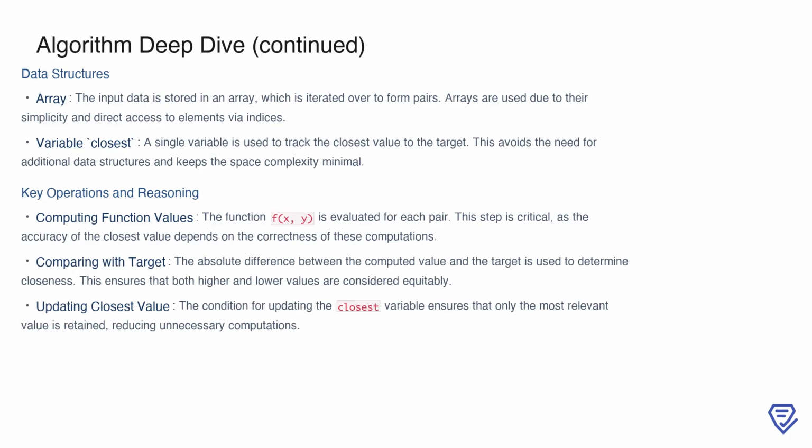The key operations in this algorithm revolve around computing the function f(x, y) for each pair, comparing the result to the target, and updating the closest value when the new result is better. These steps form the backbone of the logic. By using the absolute difference between the function result and the target, we ensure that we account for both higher and lower values. The condition for updating the closest variable ensures that only the most relevant value is retained, which helps streamline the computation while maintaining accuracy.